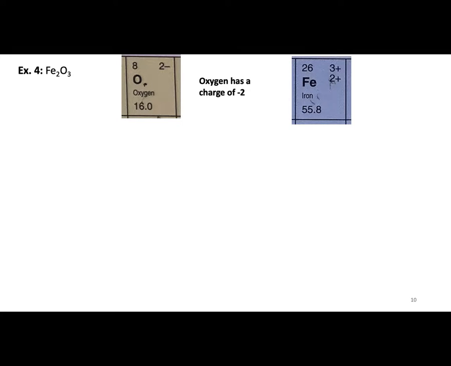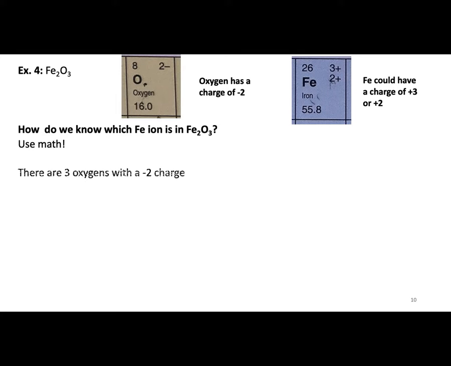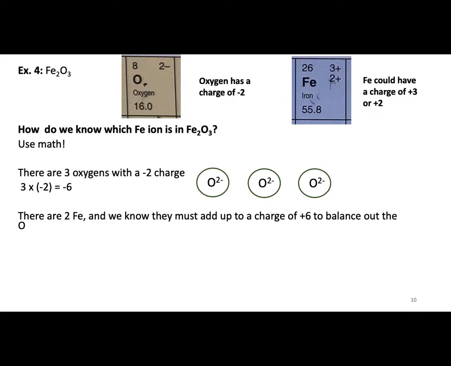What about for Fe2O3? There's our oxygen again. It has a charge of -2. There's our iron again. It could be +3 or +2. How do we know? Again, we're going to use math. There's 3 oxygens with a -2 charge, and we know that 3 times -2 is -6. We also know there's 2 irons, and they must add up to a charge of +6 to balance out the oxygen. So there's our 2 mystery irons.